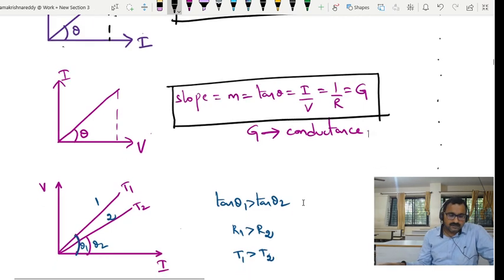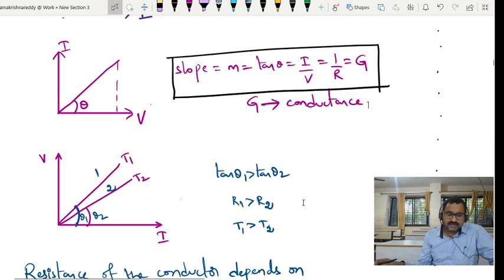Next one, when you draw a graph between voltage and current, if temperatures T1 and T2 are given for the curves, how can we identify which is at the higher temperature? It's very simple. See the explanation.